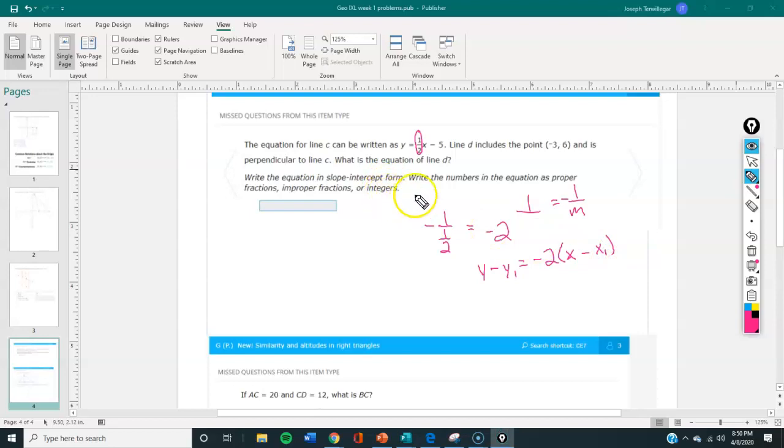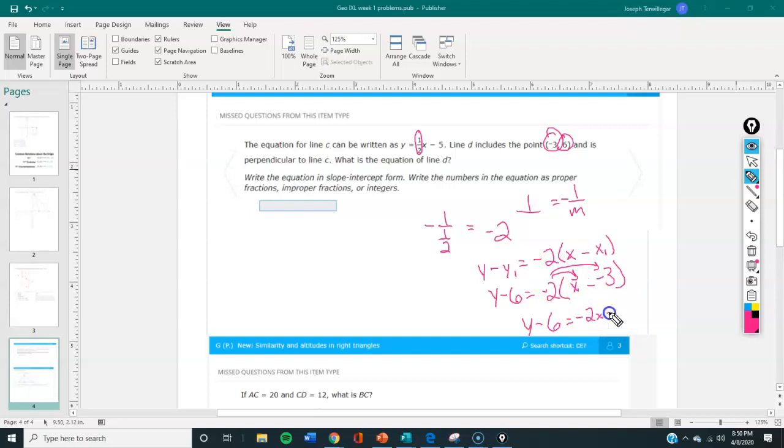Now it's slope intercept form. I don't like slope. Now I plug in my y value. y minus 6 equals -2 times x minus -3 from up here. Now I have to get y by itself. So y minus 6 equals, distribute this through to both terms.